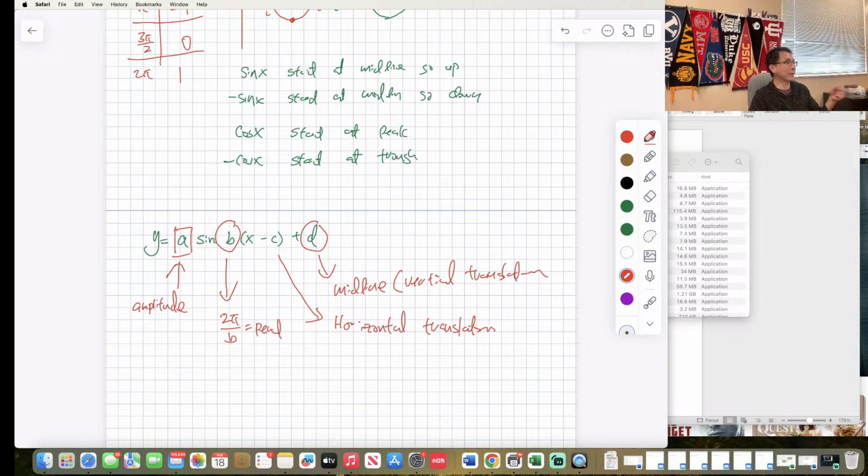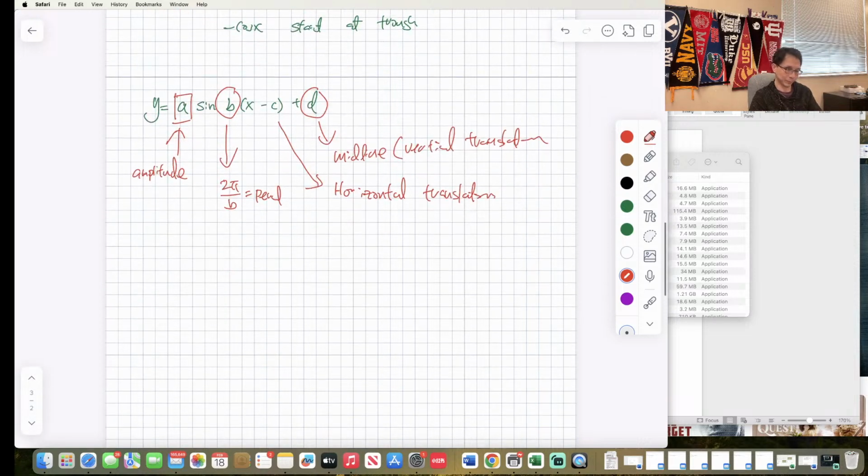I'm going to start with graphing a simple one. Let's just say we want to graph 2 sine of 2x. We're going to graph this.